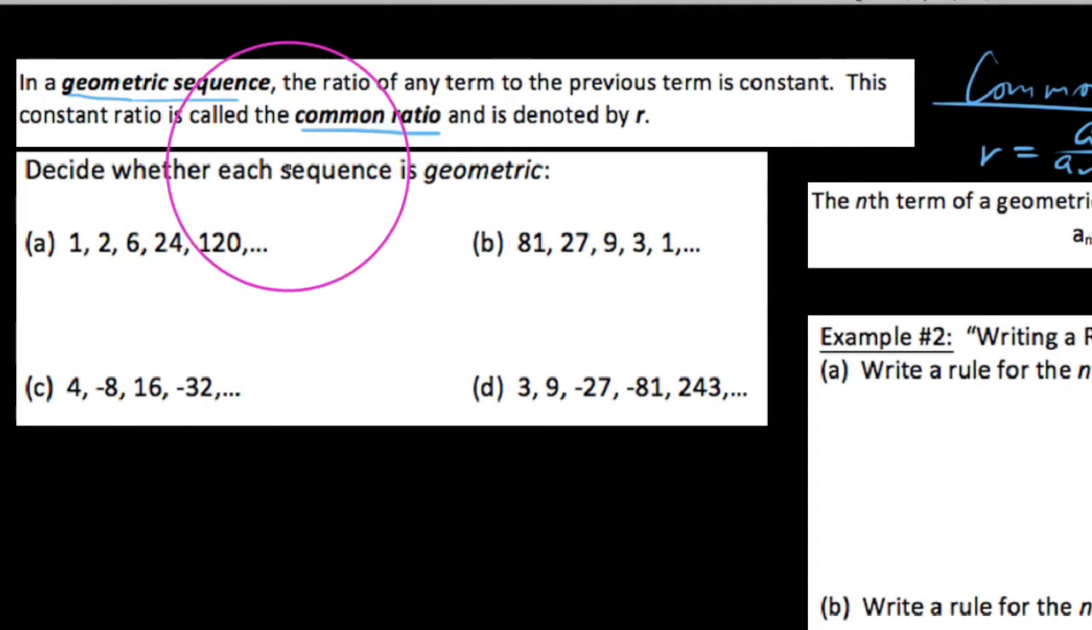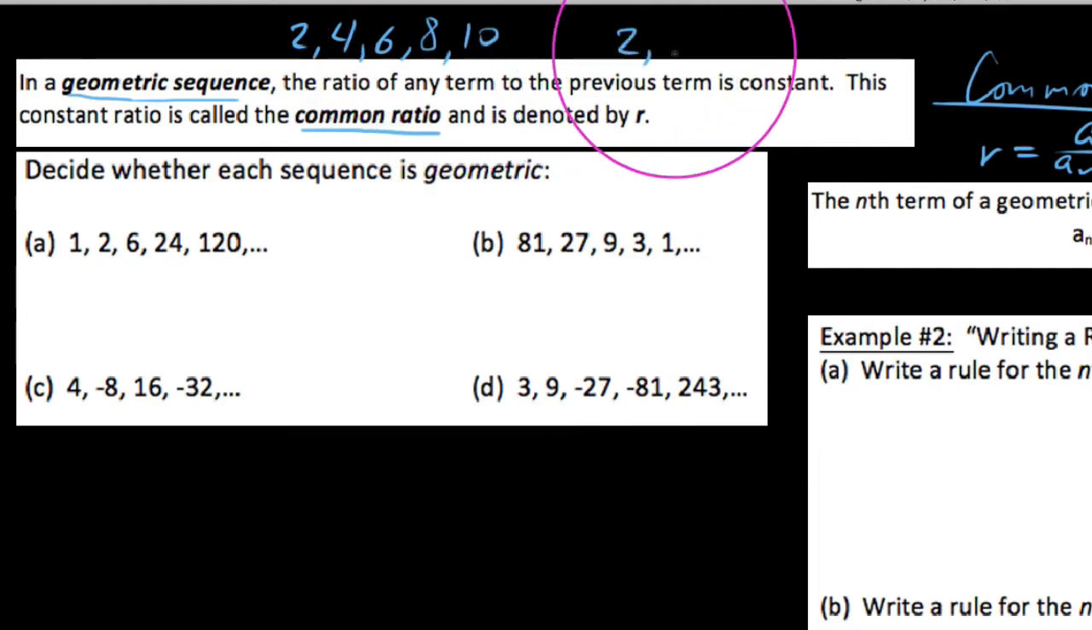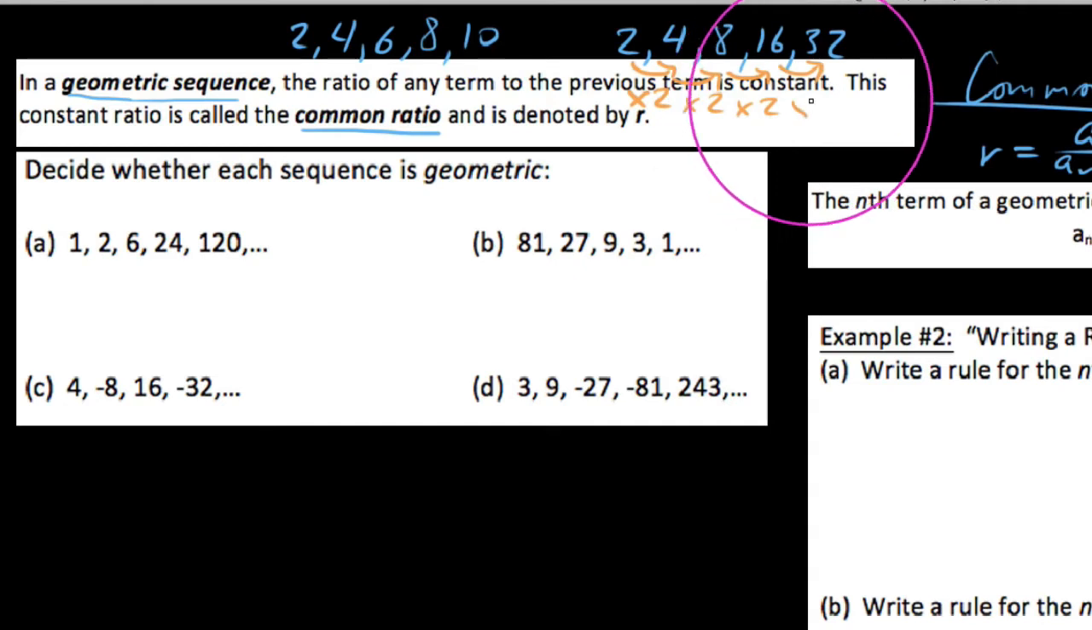Another really quick way of saying what a geometric sequence is: it's any sequence in which the terms go up by the same multiple each time. So 2, 4, 6, 8, 10 is arithmetic, but 2, 4, 8, 16, 32 is geometric, because it's multiplying by the same number each time. The constant ratio in this case is 2. I've taken any term, like 32, divided by the term right before it.